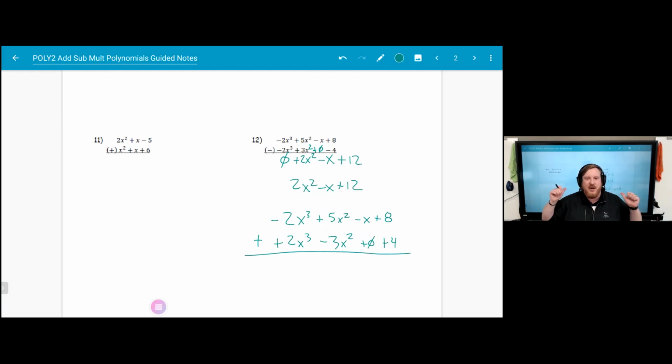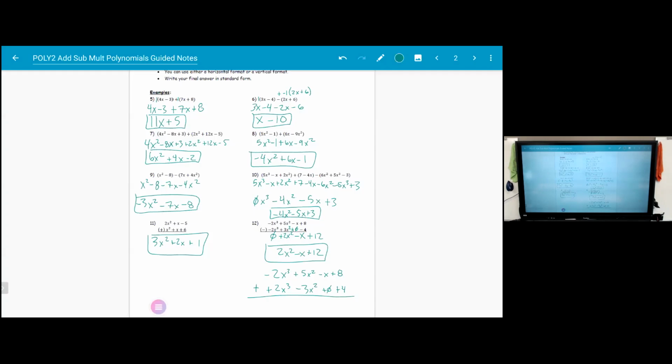Go ahead, check your answers in just a minute. All right, take a quick moment to check your answers. You can pause if you need to, because we're going to go on to multiplying polynomials. So let's go ahead and multiply some polynomials. Let's do this thing.